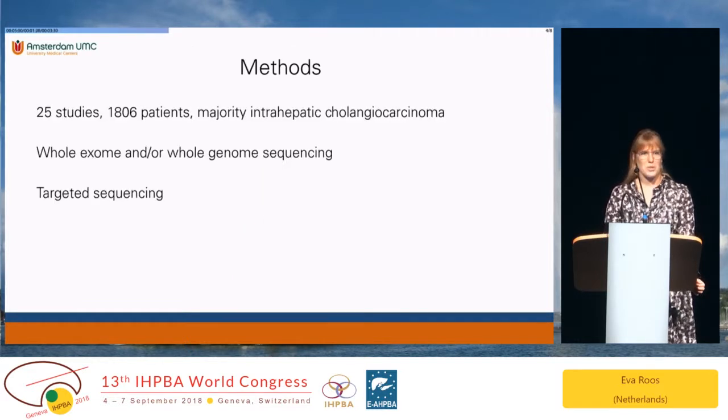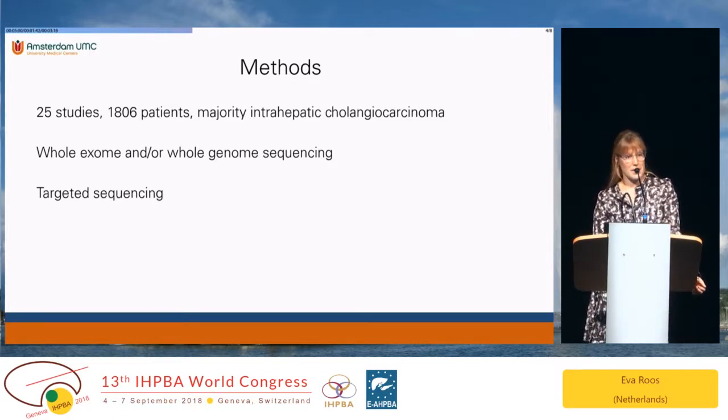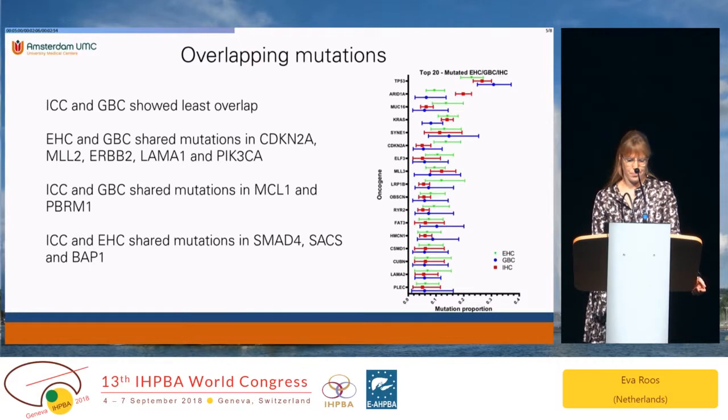And as we do molecular research in our department, we are actually quite curious in how often these tumors were related and in which way mutations were shared or were separate. And therefore, we did a systematic review and a meta-analysis. We included all studies that reported on next-generation sequencing on biliary tract carcinoma from the point that sequencing started until the end of 2017. We included 25 studies with 1,806 patients, of whom the majority had intrahepatic cholangiocarcinoma. And all studies had reported on whole exome, whole genome, or target sequencing.